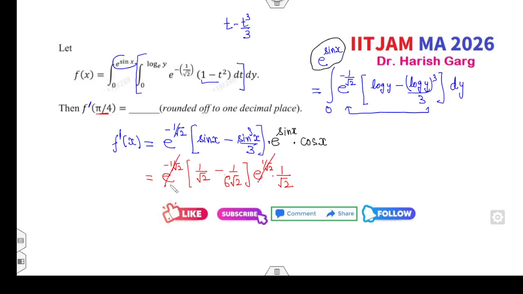So this value got cancelled. root 2 will be the common. So 1 over 2 is outside. 1 minus 1 over 6. So 5 over 6. 5 over 12 is the right answer. So write it in one decimal place. 0.4 is the correct answer of the problem.